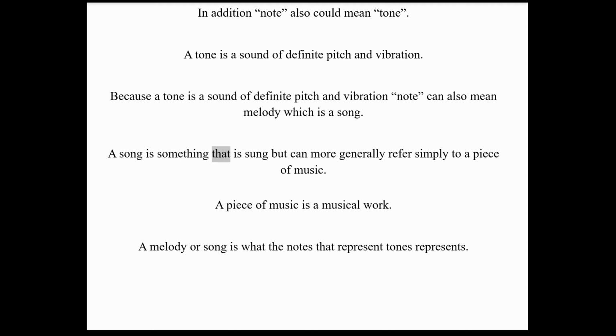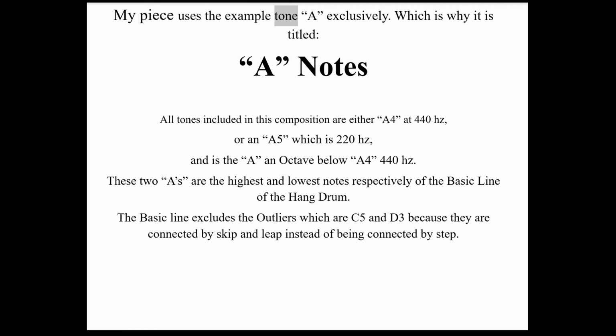A song is something that is sung but can more generally refer simply to a piece of music. A piece of music is a musical work. A melody or song is what the notes that represent tones represent. My piece uses the example tone A exclusively, which is why it is titled A.